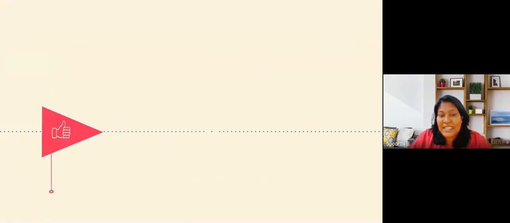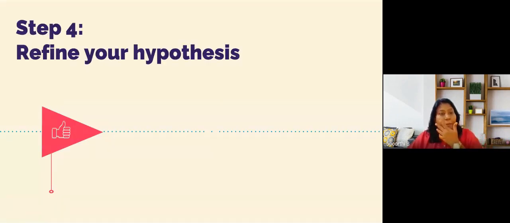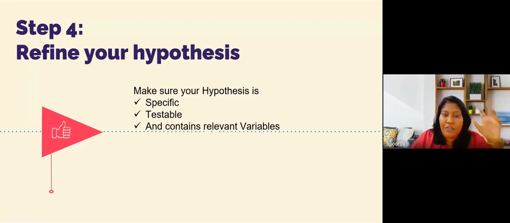Right, these are some basics of a good hypothesis. Now, the fourth step is, once you have the hypothesis written somewhere, you'll have to go back and refine it further, right? To refine it, there are three things that we'll remember while refining our hypothesis. Your hypothesis is supposed to be specific, it is supposed to be testable, and it should contain relevant variables.